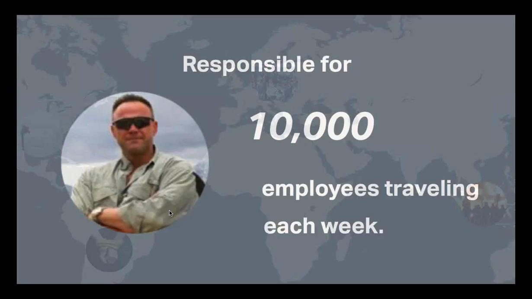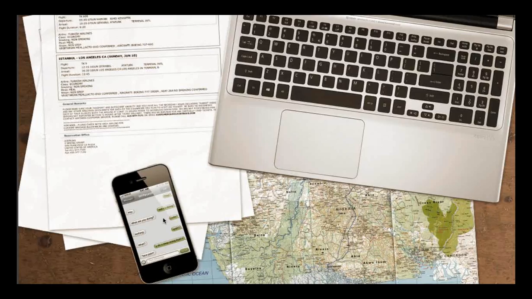This is Jay. He's a security manager for a large engineering firm. He's got 10,000 travelers traveling the world every week. His job is very stressful. Last year, we were on the phone with him when an earthquake hit in Mexico, and Jay set to work trying to hunt down their employees by their itineraries.